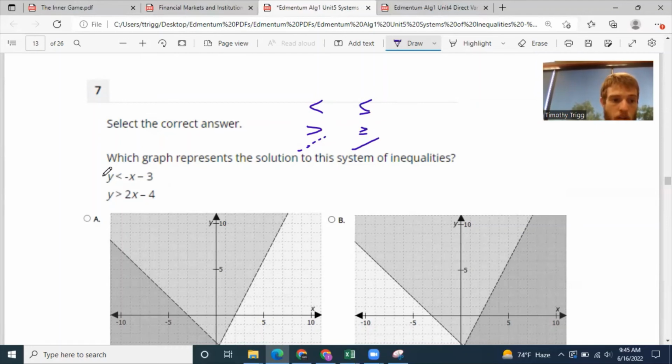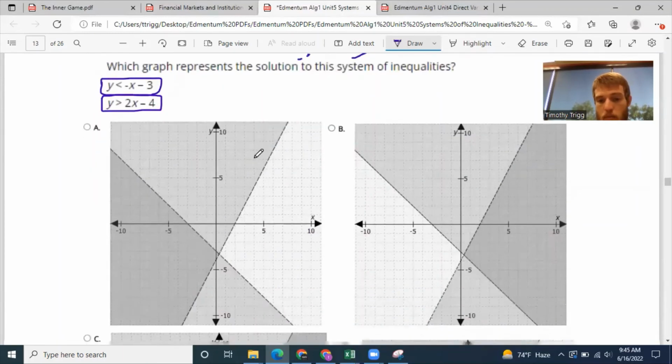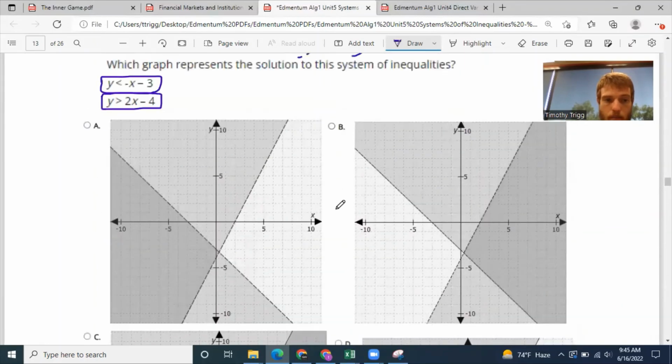So with this first one, would it be solid line or dashed line? Would it shade above or below? What about this second one? Would it be a solid line or a dashed line? Would you shade above or below? Okay, so if you could answer those things, then you should be able to graph both of these.